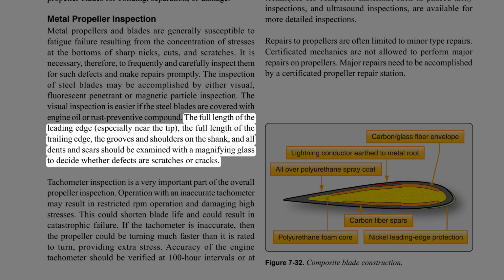The full length of the leading edge, especially near the tip, the full length of the trailing edge, the grooves and shoulders on the shank, and all dents and scars should be examined with a magnifying glass to decide whether defects are scratches or cracks.